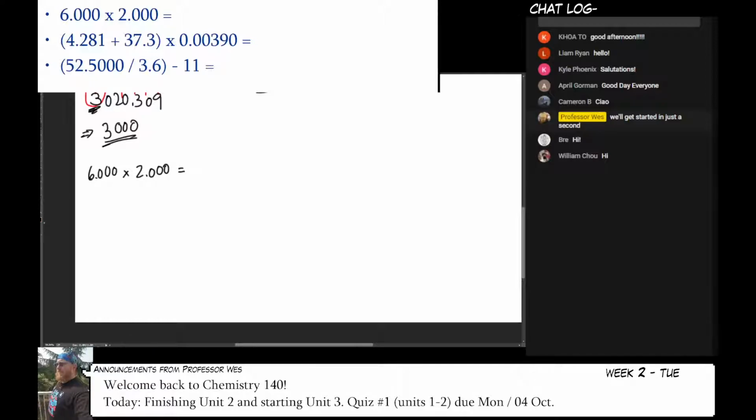These numbers as written, 6.000 times 2.000. If you count the number of sig figs in each thing, you'll notice, oh, there's 4. So my answer should have 4. So when you report your result, you will get that as the answer.